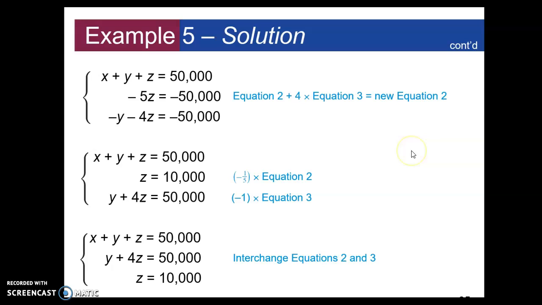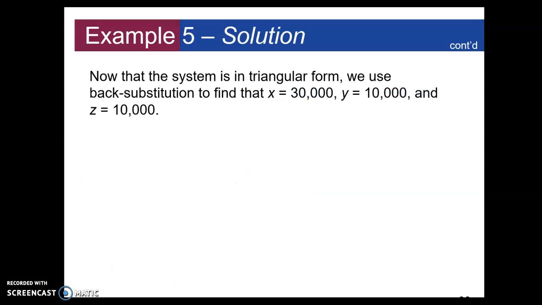So now I have to determine how much is invested in X. So X plus Y plus Z is 50,000. That means X plus 10,000 plus 10,000 is 50,000. That means X plus 20,000 is 50,000, which means the remaining 30,000, which we know is 3 times what we invested in the high-tech fund. 3 times 10,000 is 30,000. 30,000 will be invested in X.